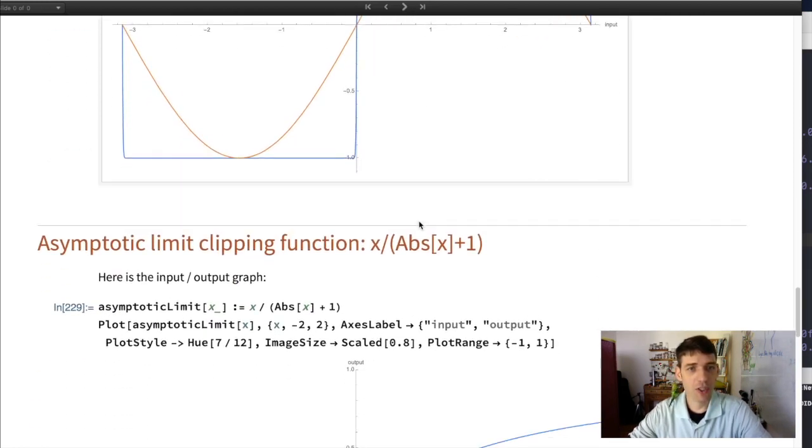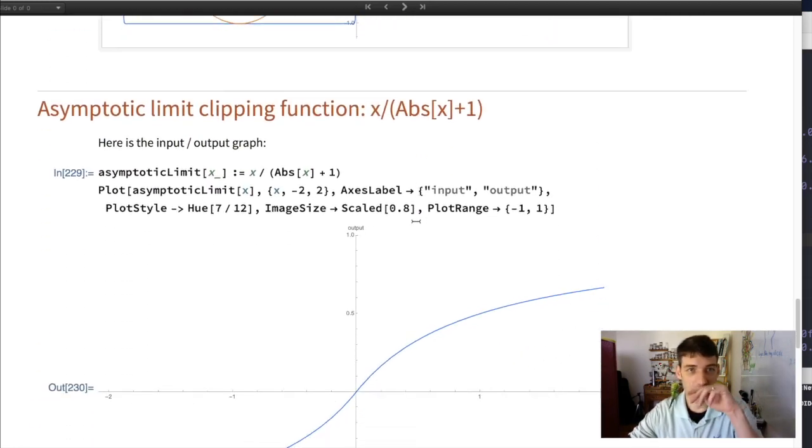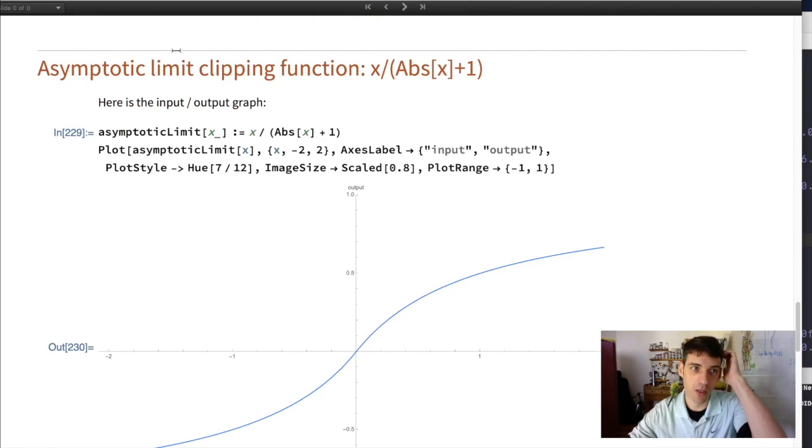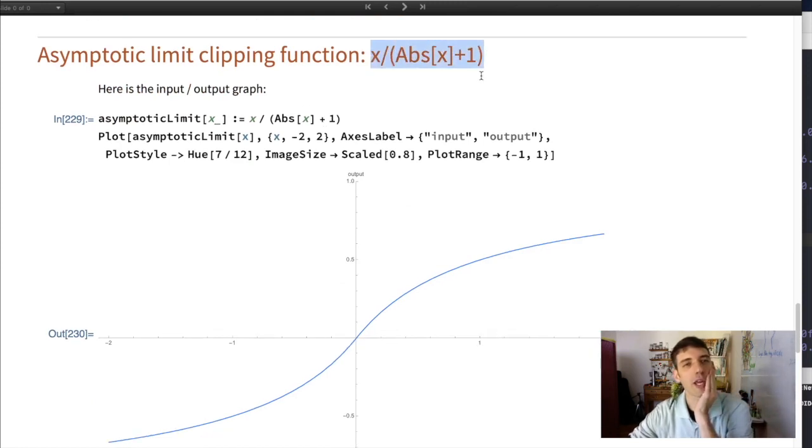Finally, I want to show you the function that I do use and the function that I like best for clipping, and I call it asymptotic limit. I'm not sure if there's a more well-known name for it. I'm sure there are people using this somewhere for guitar amps, but I haven't seen any articles on the internet or papers where people use this as a guitar clipping function. But I like it for several reasons.